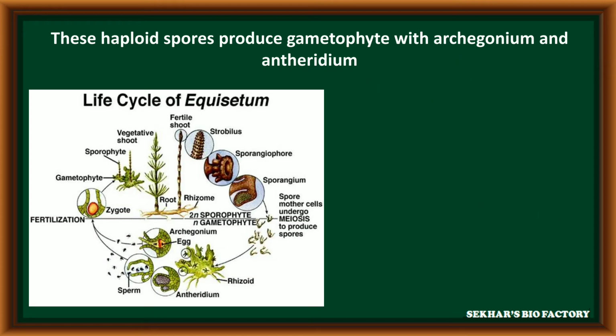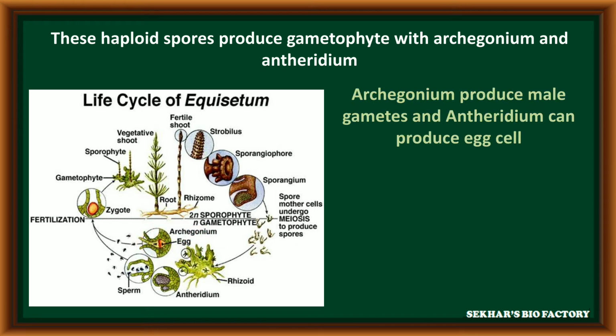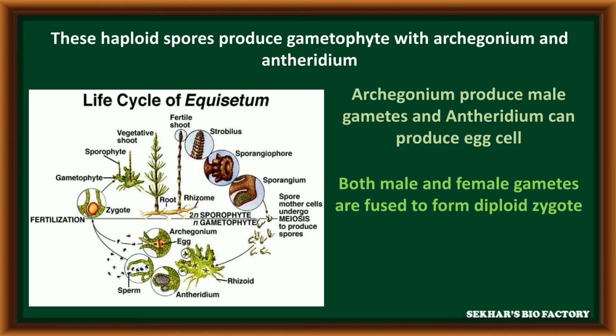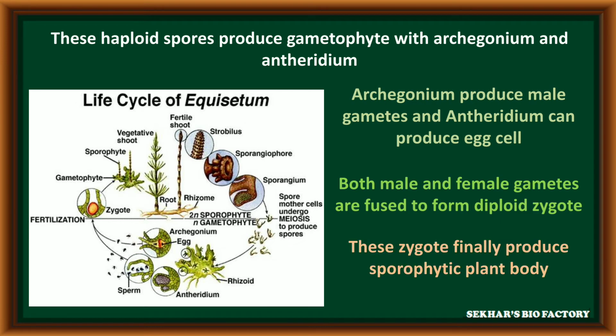These haploid spores can produce the gametophyte. This gametophyte contains antheridium and archegonium. Archegonium can produce the egg cell. Antheridium can produce the male gamete. These are haploid in nature. Both male and female gametes fuse to form a diploid zygote. This zygote finally becomes a sporophytic plant body.